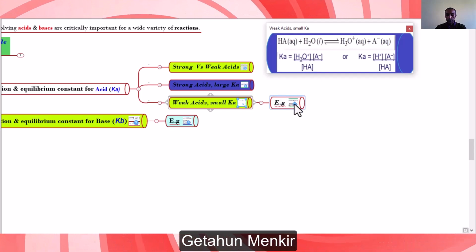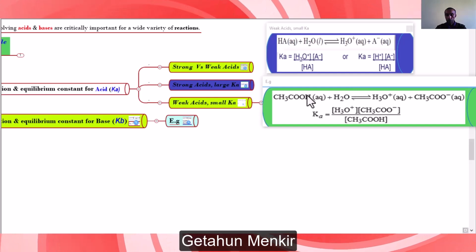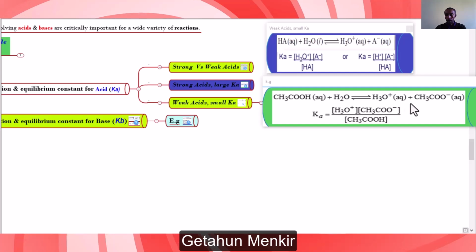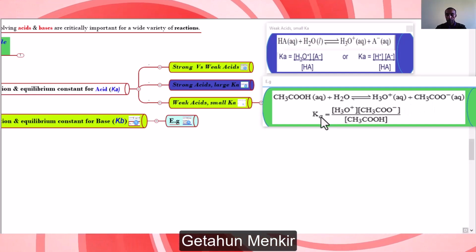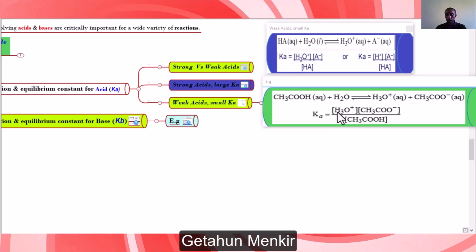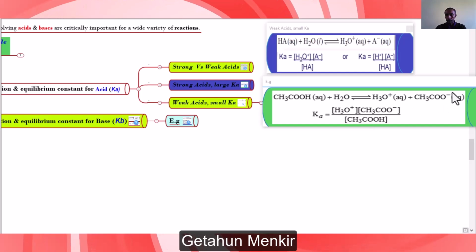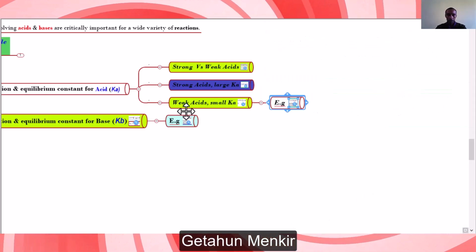And if you see an example, the dissociation of acetic acid, a weak acid, in water to produce hydronium and acetate ion, you can write this dissociation constant or equilibrium constant as the product of the produced ions divided by the concentration of the reactant. This is how to express the equilibrium constant for an acid.